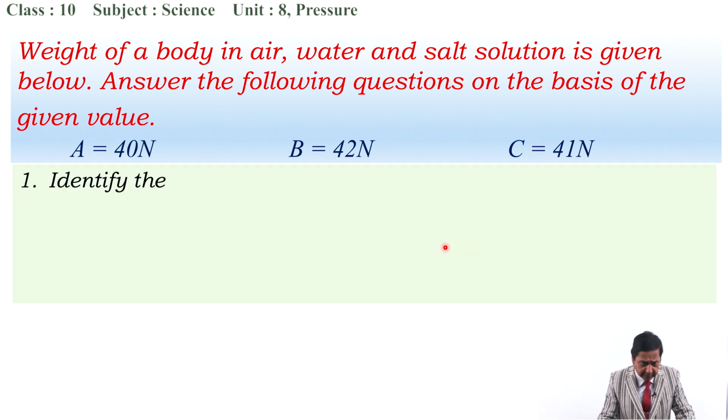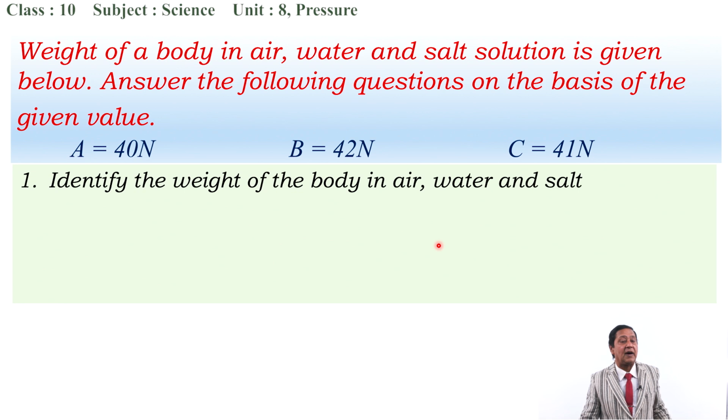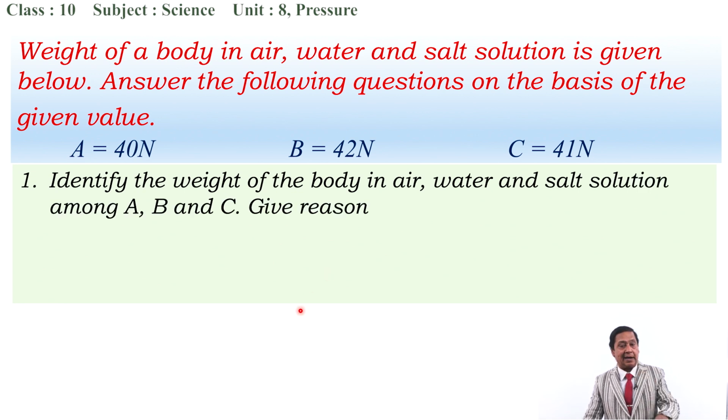Now, what is the question? Question number 1. Identify the weight of the body in air, water and salt solution among A, B and C. Give reason. We have to identify which one is air, which one is water and which one is salt solution among A, B and C, and we have to give the reason also. Now how to identify? Just think about this.